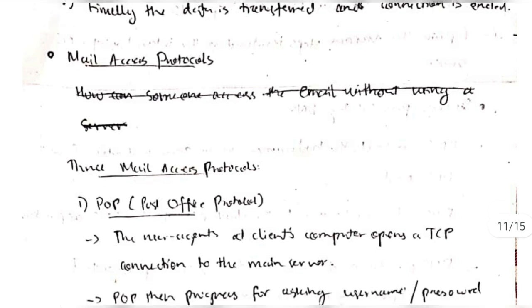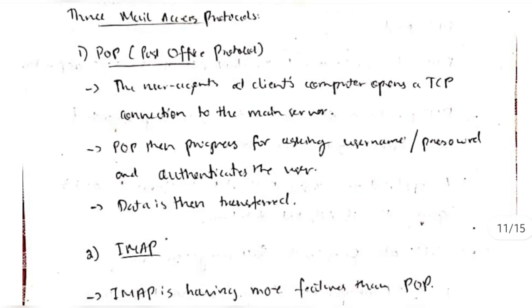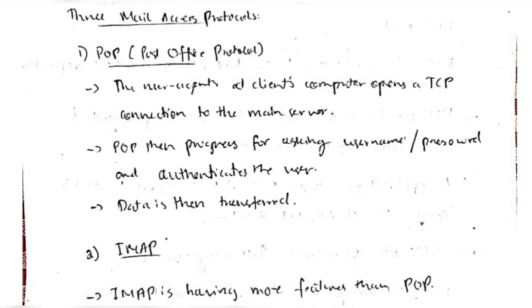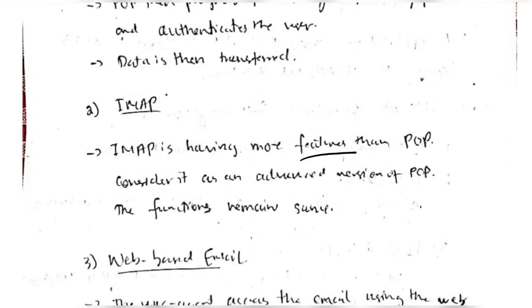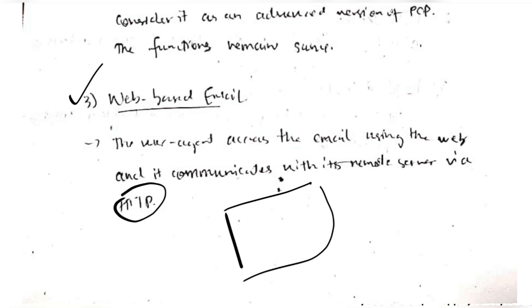And there are 3 protocols for mail access. First is POP, the post office protocol. The user agent at the client computer opens a TCP connection, and then the process happens after asking for the username and password, and if it's authenticated, the data is transferred. IMAP is the same as the previous one, but it has more features. You can consider it an advanced version of POP, and the function remains the same. The last one is web based email. If you want to access email through the web, we'll be using this protocol. By using HTTP, we can access the email through the web also.